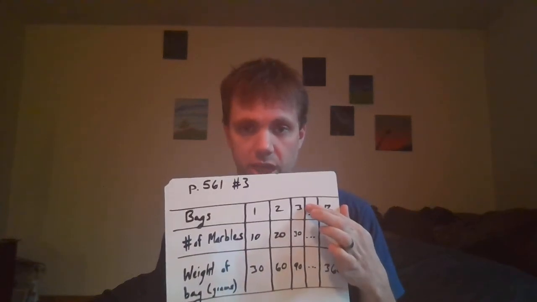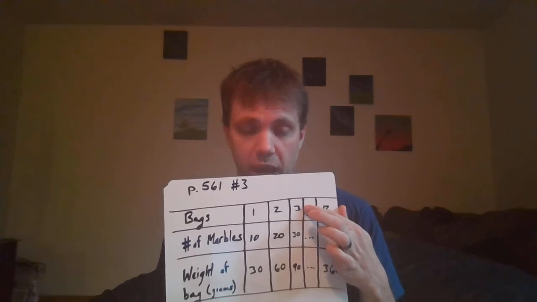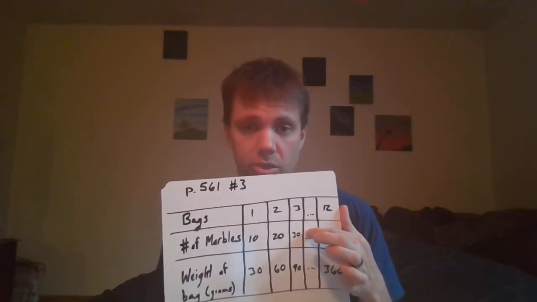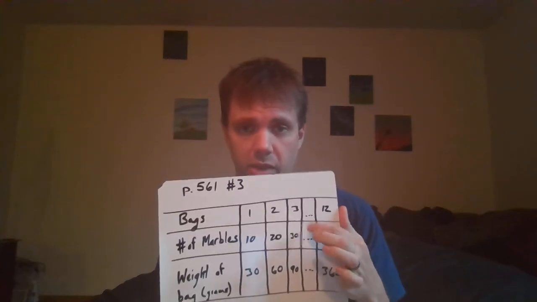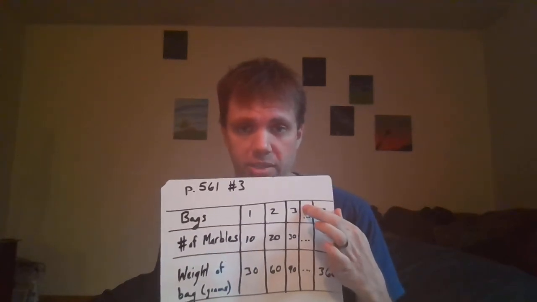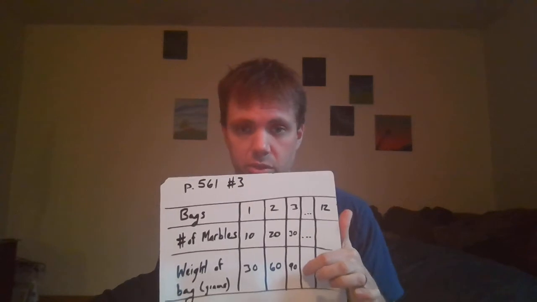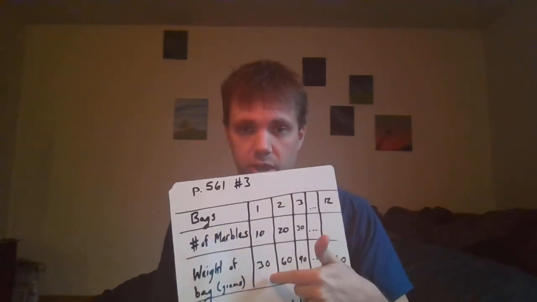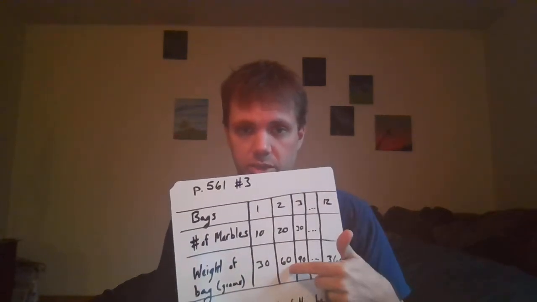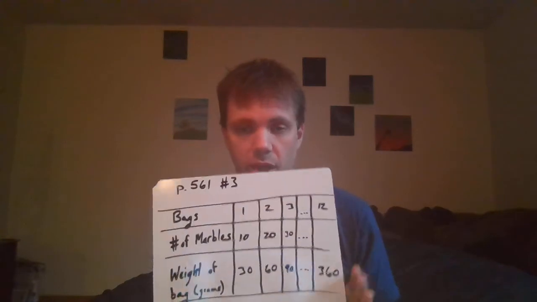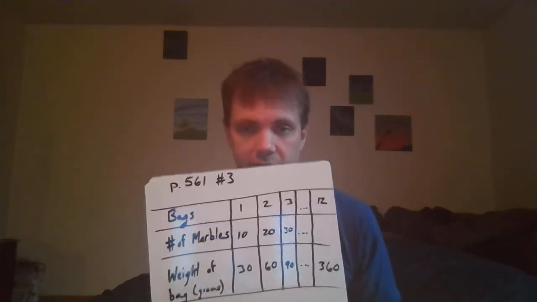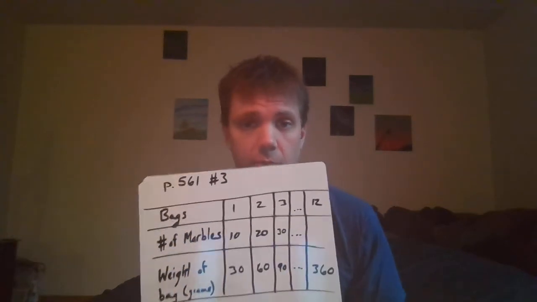You could also say that the number of bags of marbles times 10 gives you the number of marbles that you have, or the bags of marbles times 30 gives you the weight of the marbles, and it works for all of them, right? 1 times 30 is 30, 2 times 30 is 60. So there's lots of different rules. Well, I say lots, there's like 3 or 4 rules that we can use.